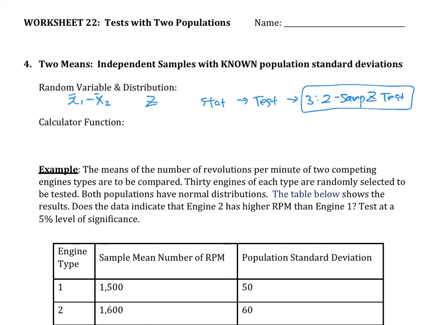Two sample because now we're comparing two populations. We're going to have two samples. Z test because we know the population standard deviation sigma. So I'm going to label sigma. So that's the function code we're going to be using. Okay, let's look at the example then.